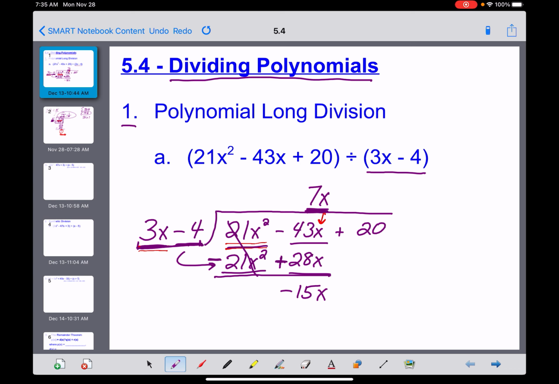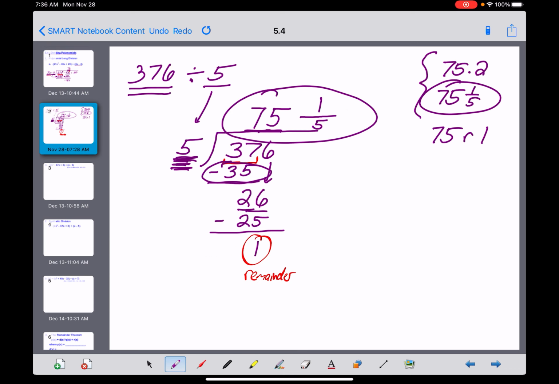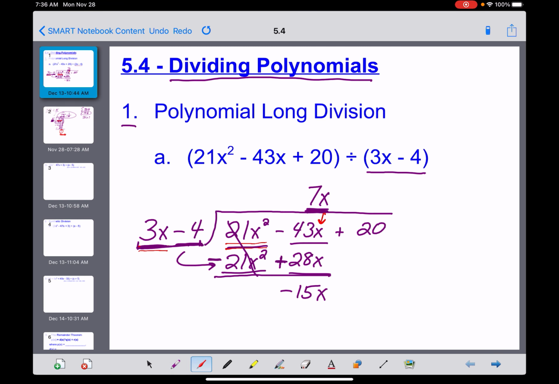And the next thing we're going to do, if you remember what we did after we came up with this 2 right here, we brought that 6 down to turn that 2 into a 26, and then kind of started the process all over again. Same exact thing happens right here, guys. We're going to bring this plus 20 down and put that at the end of the minus 15x. And now the process starts all over again.